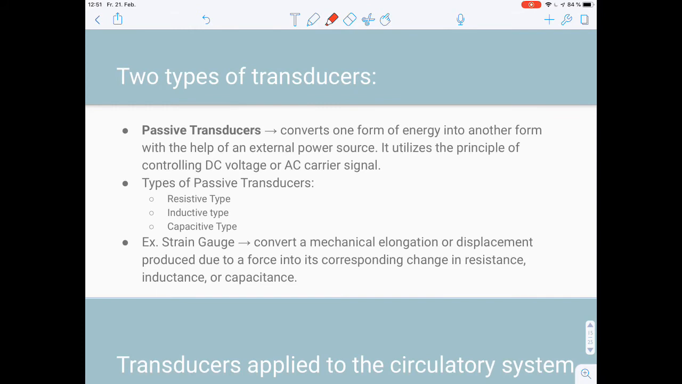The other type of transducer is the passive one, and this one is also going to do the same thing, converting one form of energy into another form, but with the help of an external power source. And this is basically using the principle of controlling the DC voltage or an AC carrier signal. And again, we're going to have several types: the resistive type, the inductive type, and the capacitive type. A common example of this one is the strain gauge, which is going to convert a displacement or a mechanical elongation produced by a certain force into the corresponding change in either resistance, inductance, or capacitance.